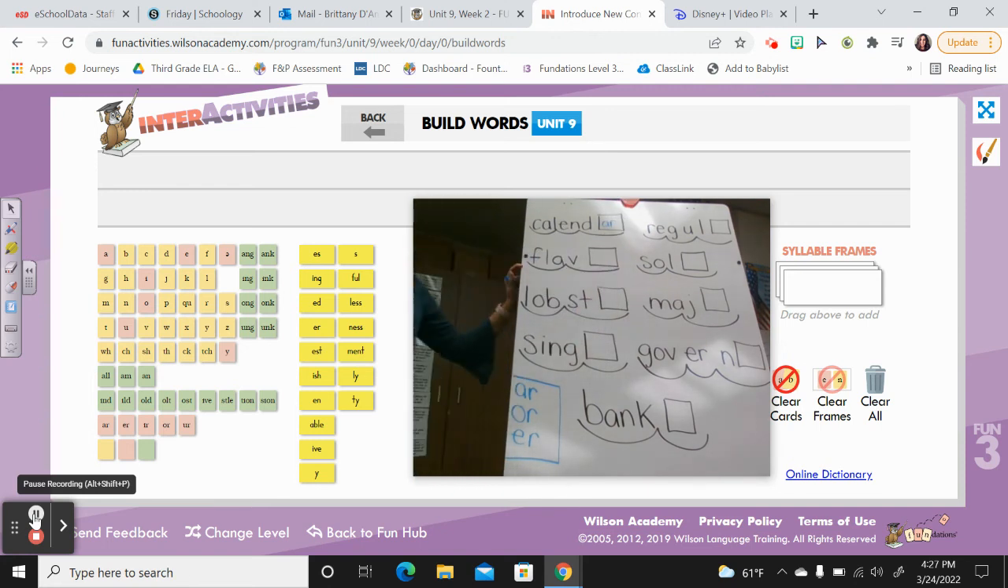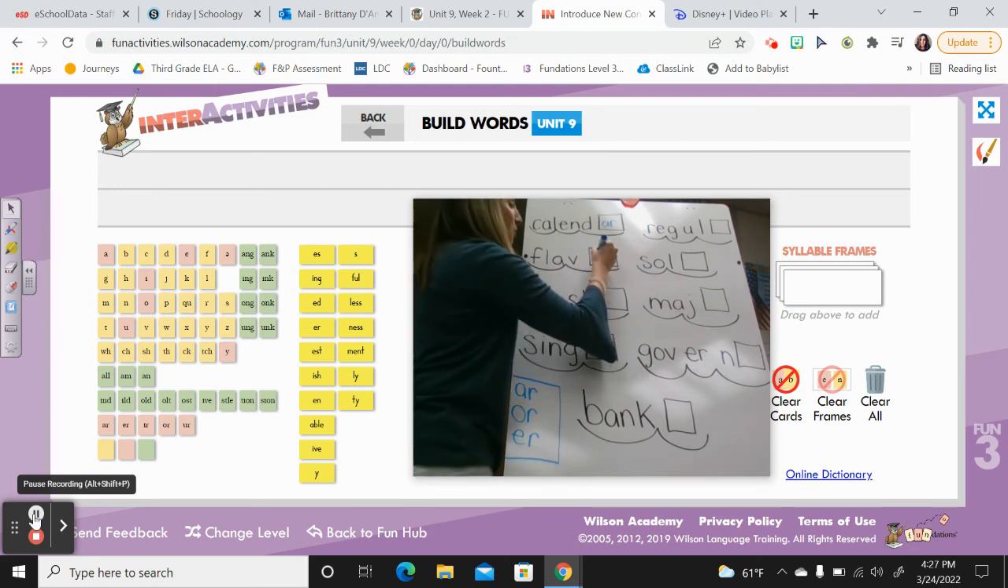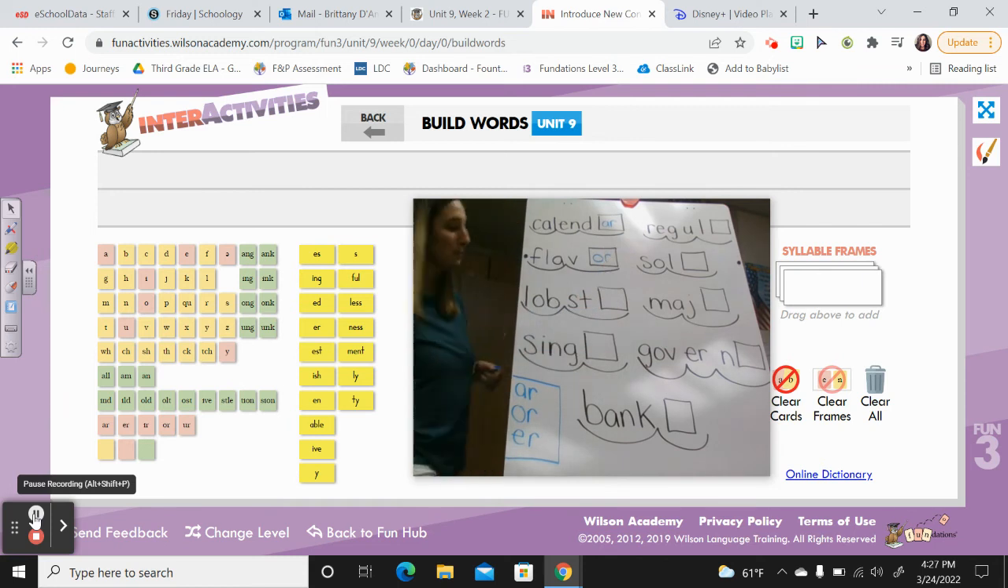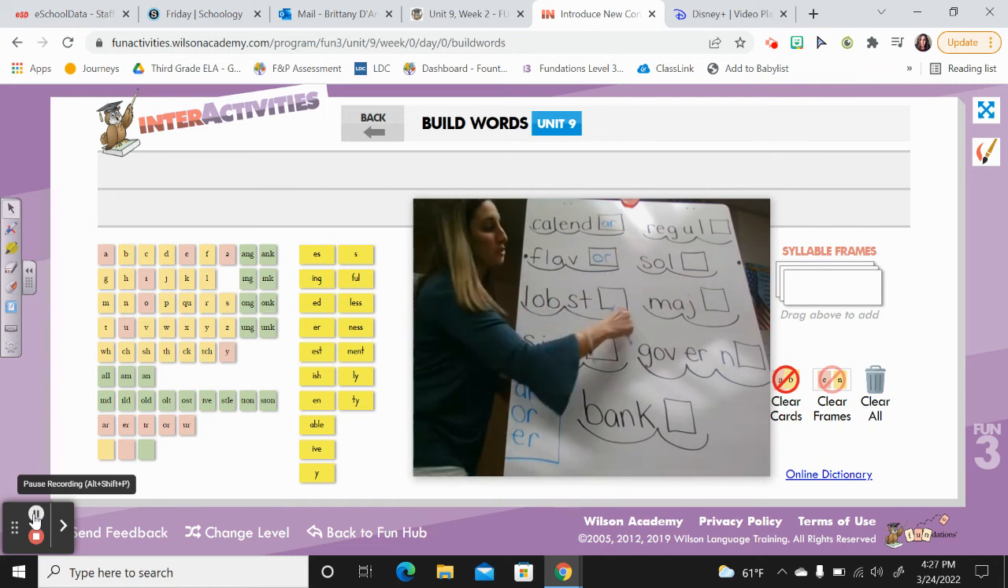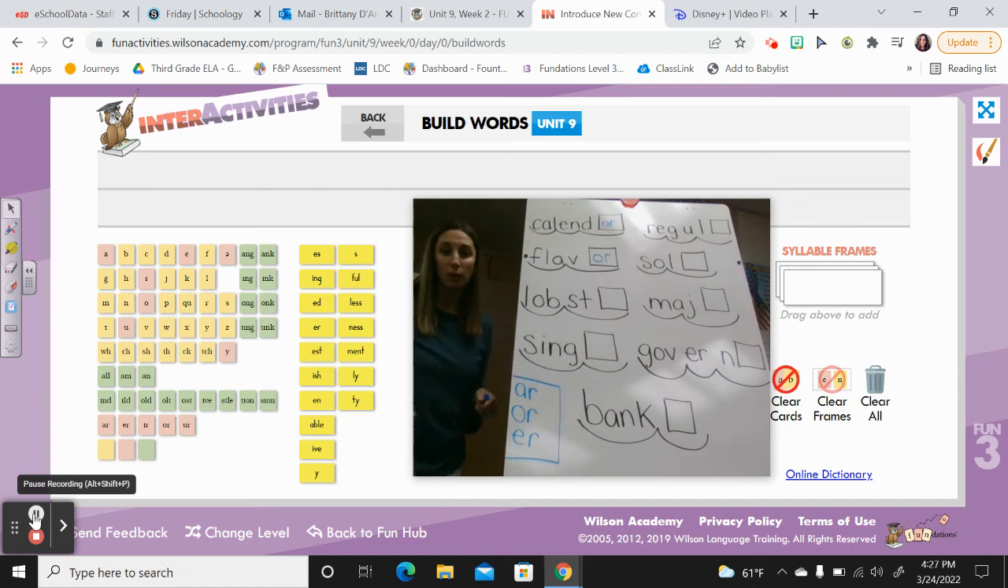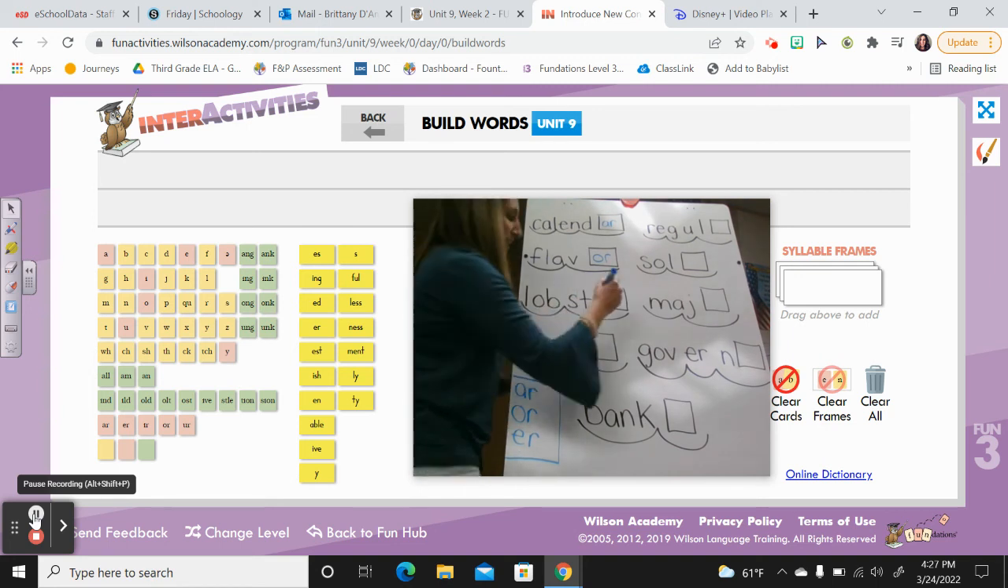Let's go this way. Flavor. What option are we using for the sound? Look it up. Hand up when you're confident. All right, let's reveal. What is it? O-R, doctor. Good job. Here we have lobster. What's making the sound at the end of that multisyllabic word? Look it up. All right, reveal it. E-R. Good.